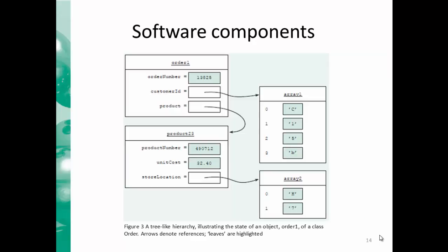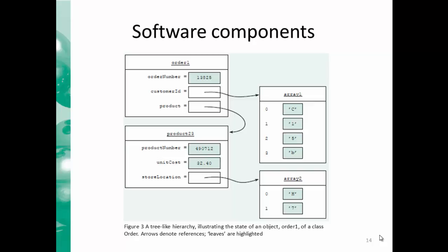Figure 3 here gives us an example. Look at the customer ID as a state in object order 1. You find it is built of an array, and that array is built of a primitive data type, character. So the customer ID is an object built of primitive data types.